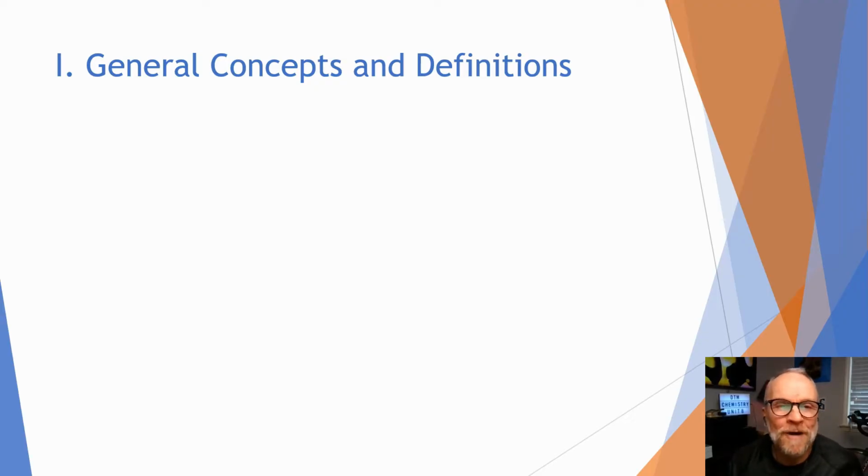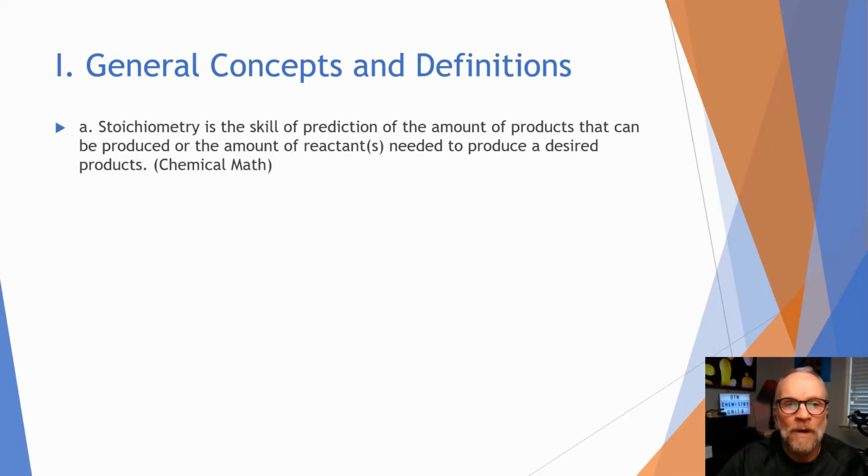Okay, some general concepts here. Let's start with the definition. Stoichiometry is the skill of predicting the amount of product that can be produced or the amount of reactant needed to produce a desired product. That's chemical math. And so you can kind of think of this like making a cake.